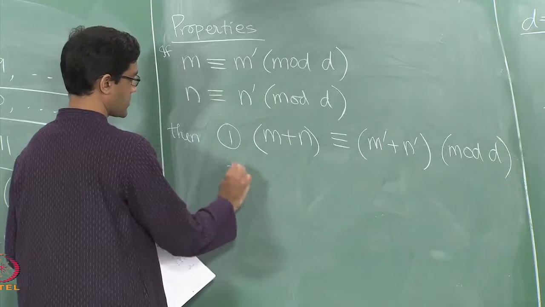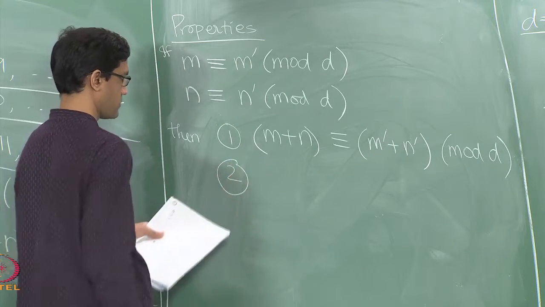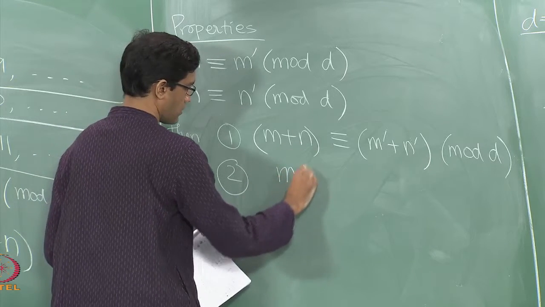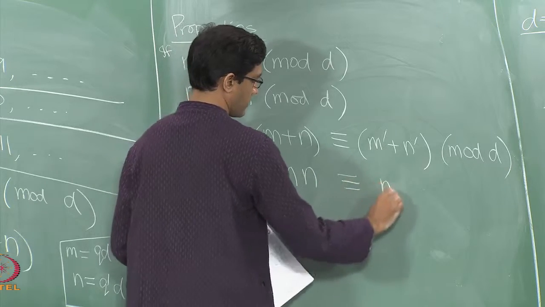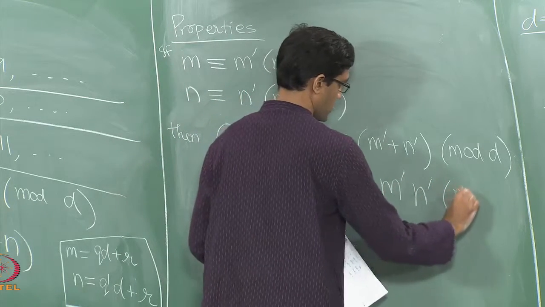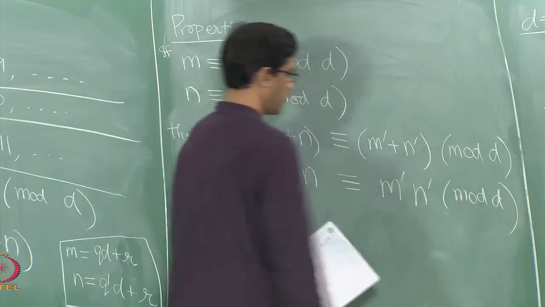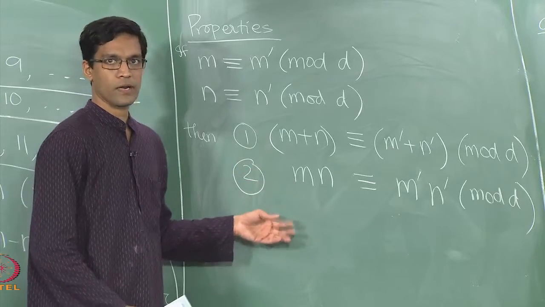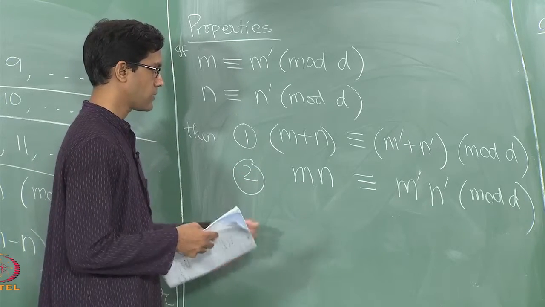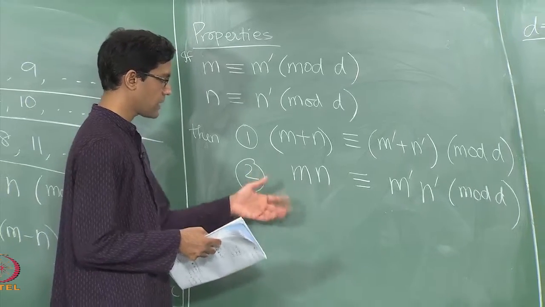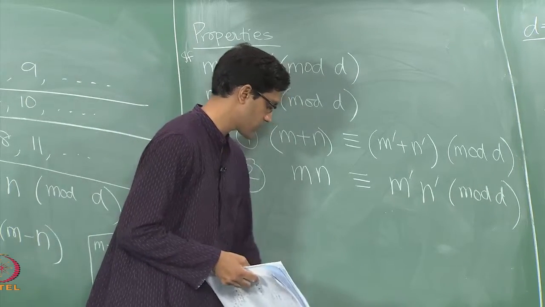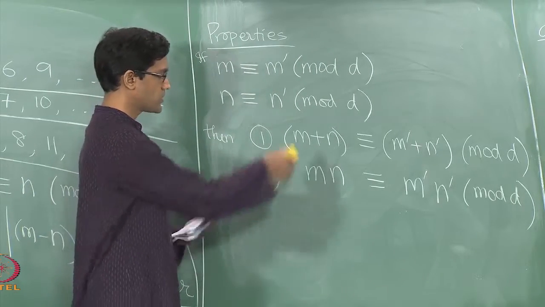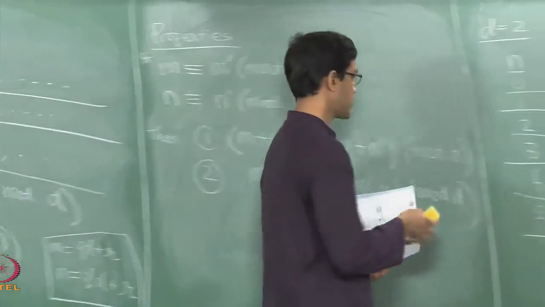So congruences respect addition is one way of stating this. Similarly, I can also put minus there if I wish, or multiplication. If I multiply m and n, it's again going to be congruent to m prime n prime. These are very easy to prove, and I leave them as exercises for you, but they're really useful. They have very interesting consequences. They also make computations with congruences very, very simple. For that reason these addition and multiplication properties are extremely important.